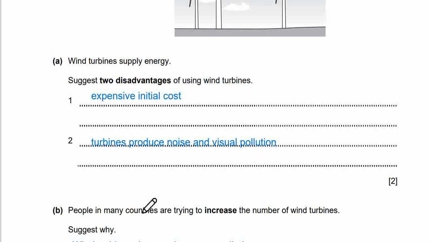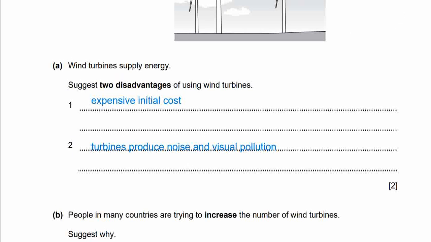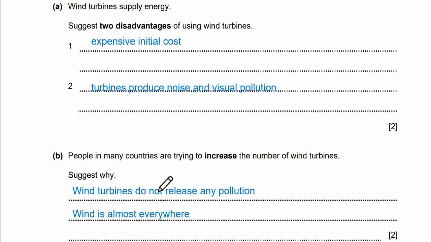Next question: people in many countries are trying to increase the number of wind turbines. Suggest why. Instead of expensive initial cost and noise, it's actually free of pollution, and it is a renewable energy resource. So we type down our answer. Wind turbines do not release any pollution and wind is almost everywhere.